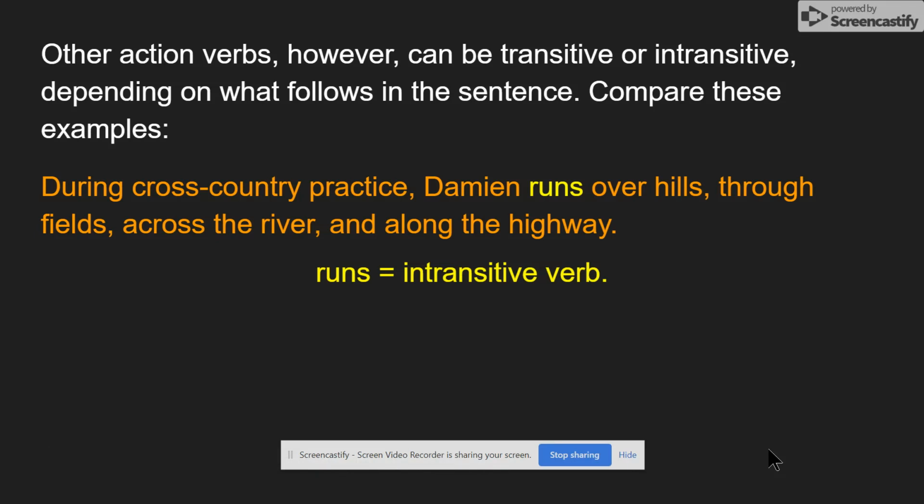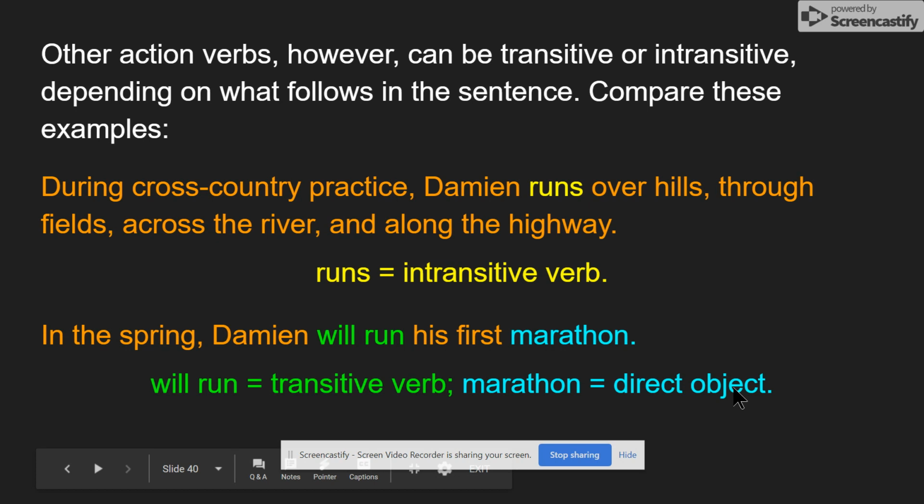During cross-country practice, Damien runs over hills, through fields, across the river, and along the highway, all places that are telling us how and where he runs, which are adverbs, but nothing that provides a noun, a direct object for us. So runs is an intransitive verb. In the spring, Damien will run his first marathon. Now we know what he's running. He's running a marathon. So will run is a transitive verb, and marathon is our direct object.